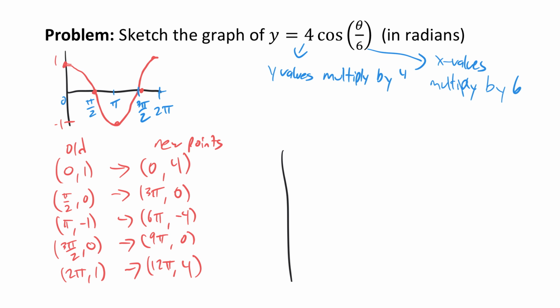Again, we're going to want to label everything on our new axis. I know we have the points written here, but it's nice to have them labeled. So up here we'd have a 4, down here we have a minus 4. Again, we know it goes top, middle, bottom, middle, and top. And these are going to be 3 pi, 6 pi, 9 pi, and 12 pi. All right, connect the dots.